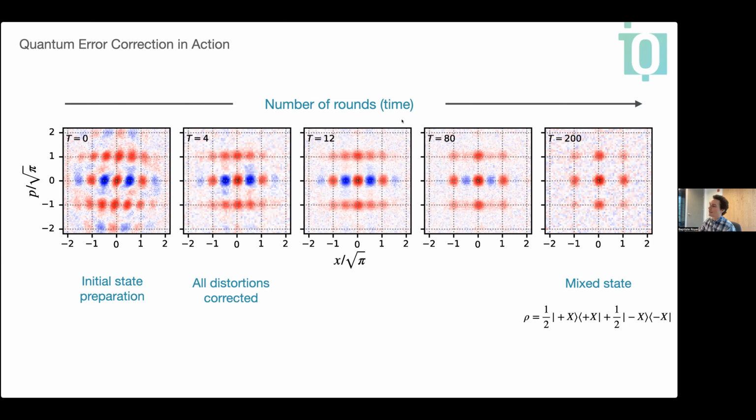And then if we look at longer and longer times, eventually the interference peaks here disappear. But we still keep the grid. The fact that we have the grid here tells us that we're still in the code space. But we're in a logical mixed state in the code space. So we are in a fully mixed state of the plus x and minus x basis, so plus x and minus x.